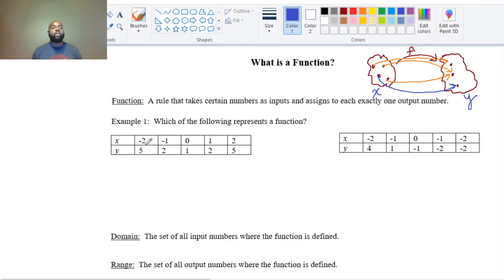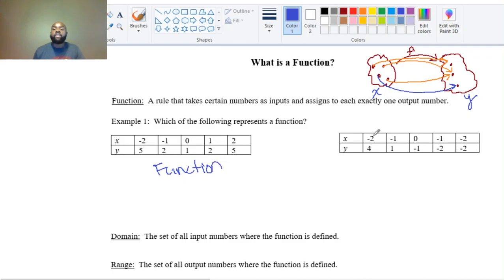Well, think about each input getting assigned to one output, right? So here, -2 gets assigned to 5. It doesn't get assigned to anything else because we don't see a -2 here again. -1 gets assigned to 2. Great. It doesn't get assigned anywhere else because I don't see another -1 here. The exact same thing happens to 0, 1, and 2. So this one is a function.